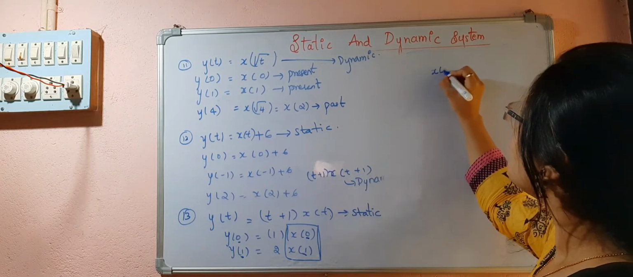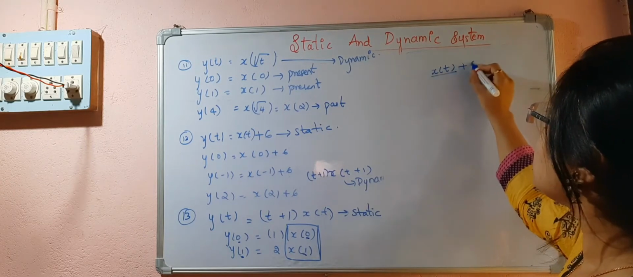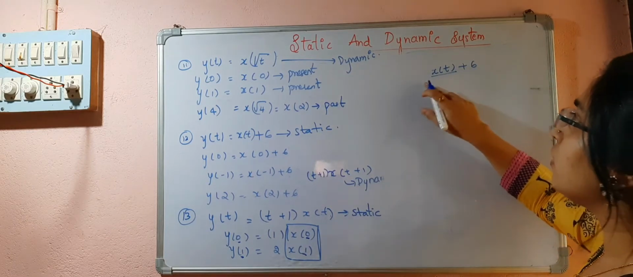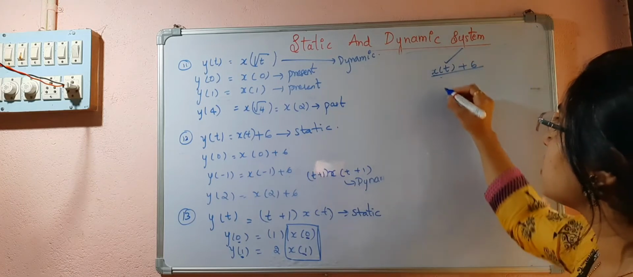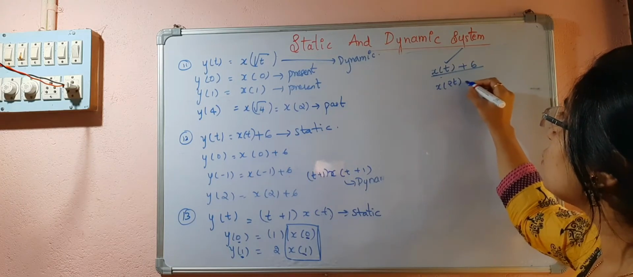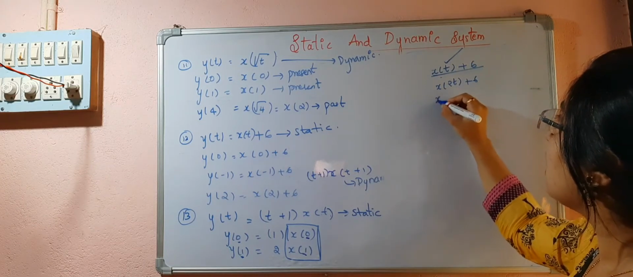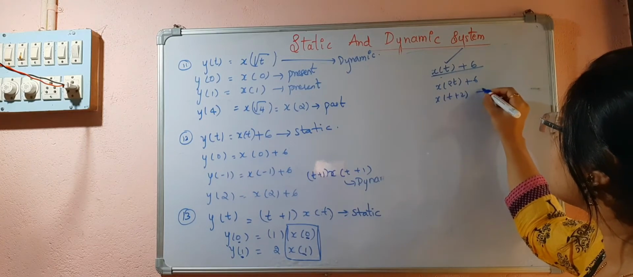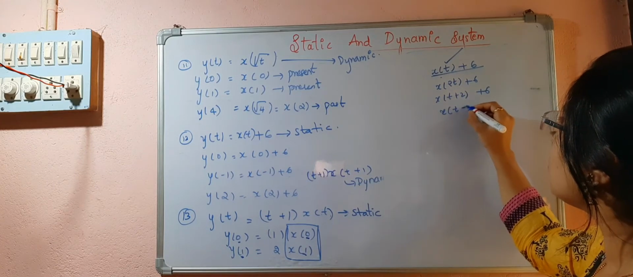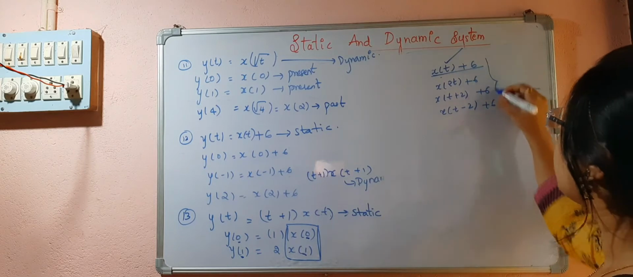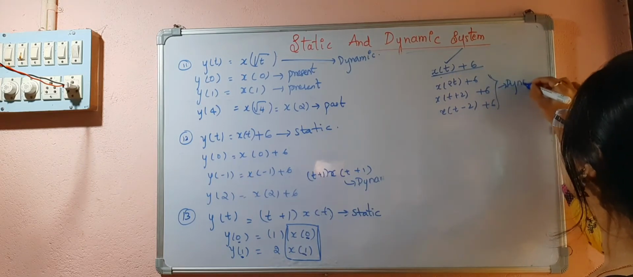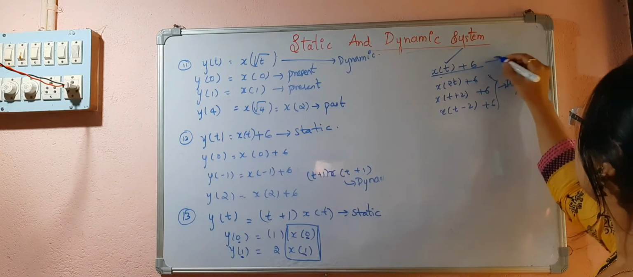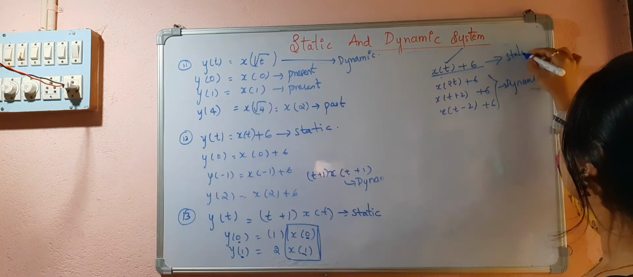If you are adding a constant to the signal, x of t plus 6, now we have to concentrate only on the signal part. If this is the case, then this is a static system. But if it is x of 2t plus 6, x of t plus 2 plus 6, x of t minus 2 plus 6, in these three cases it becomes dynamic. This is your static system.